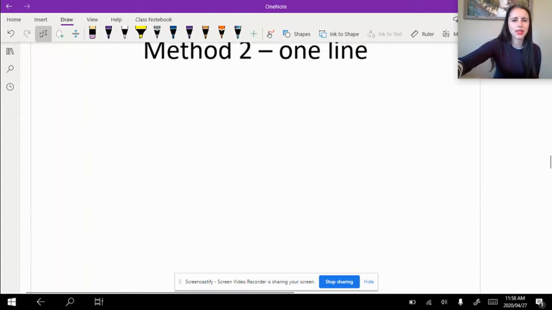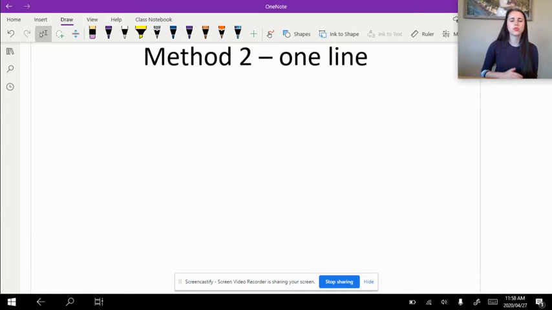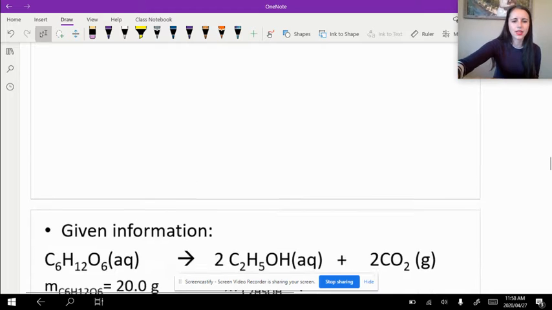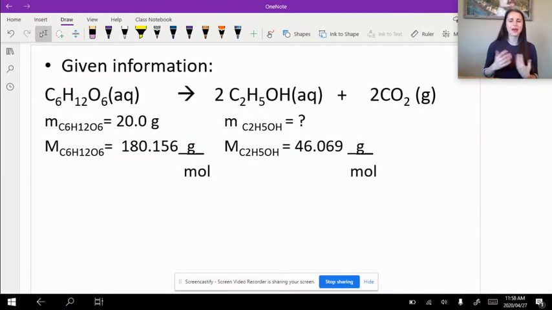So your one-line method, again, you're going to use your units to cancel out. So the unit that we're trying to end up with in this case is going to be that mass, that theoretical yield that we're looking for. So we're going to take a look at what information we were given, but this time we're going to focus on the units. So we were given 20 grams of glucose. We figured out that we have 180.156 grams per mole of glucose. We figured out the molar mass of ethanol to be 46.069, and again, grams per mole.